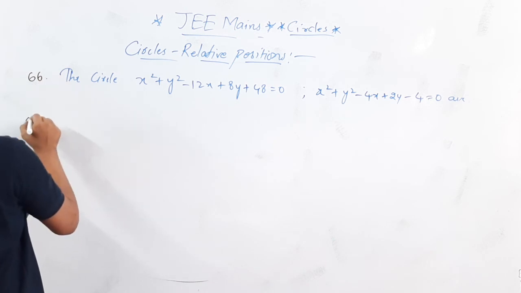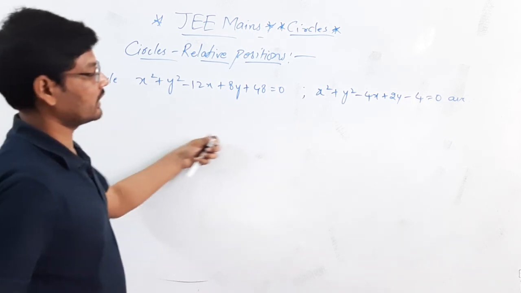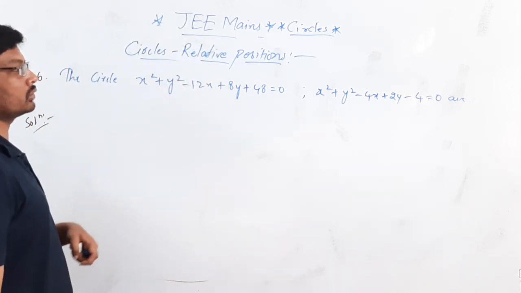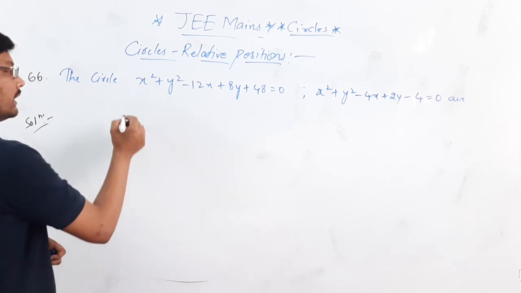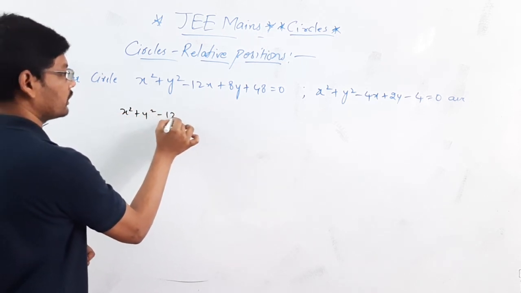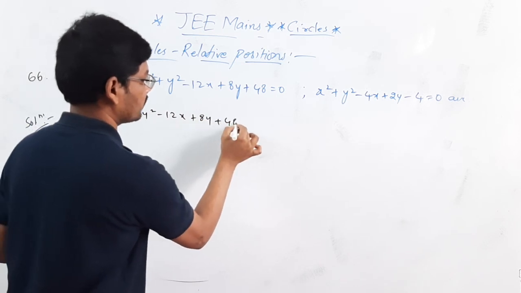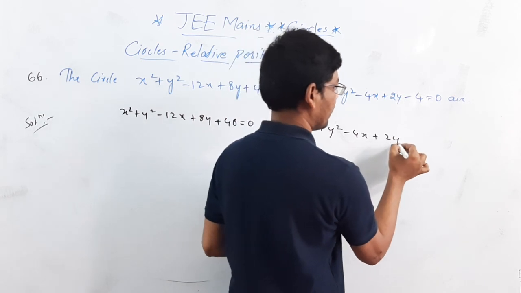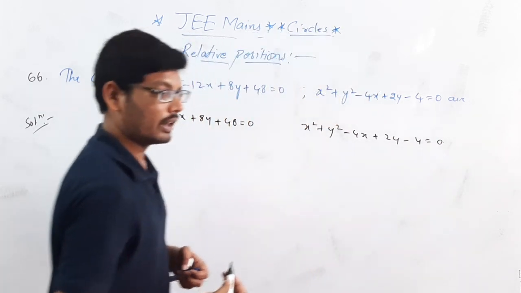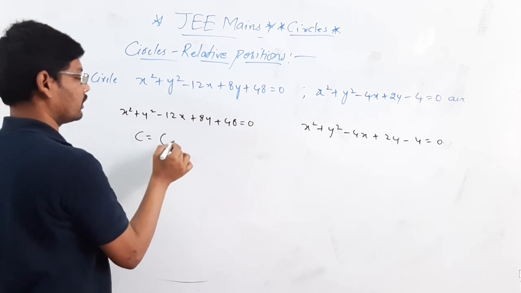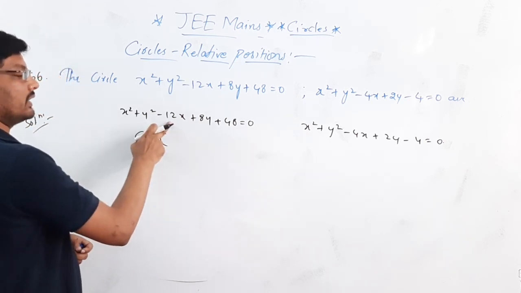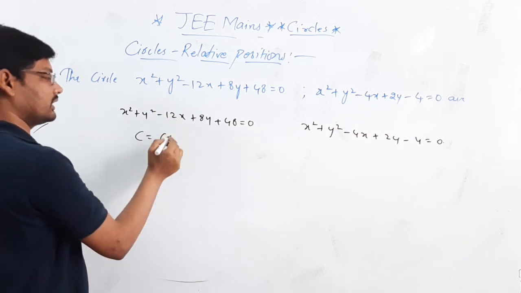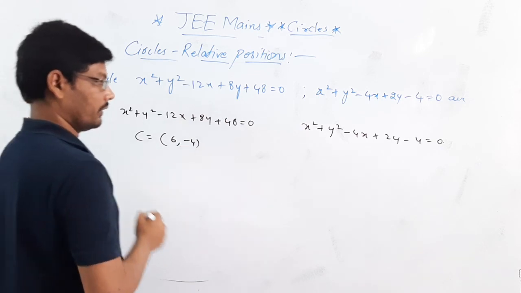So the solution is: here we require the options, because it is asking the nature of these two circles. The first circle is x square plus y square minus 12x plus 8y plus 48 equal to 0, and the other circle is x square plus y square minus 4x plus 2y minus 4 is equal to 0. The center is minus g, minus f. From the first circle, g is minus 6, and f is minus 4.